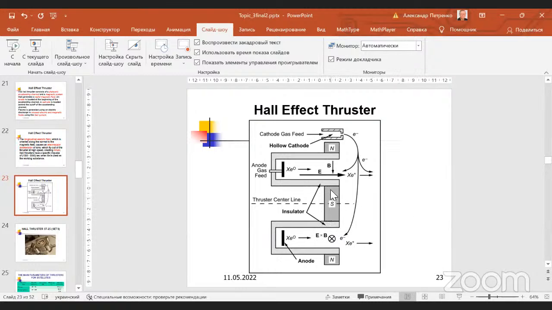And here is presented the magnetic field. Here is the radial magnetic field, which gives us the possibility to create a difference of electrical voltage inside the acceleration channel, which gives us the possibility to create an electric field along the acceleration channel.